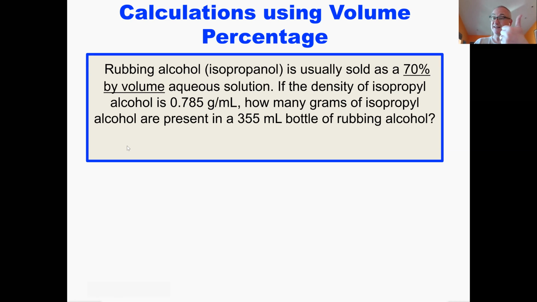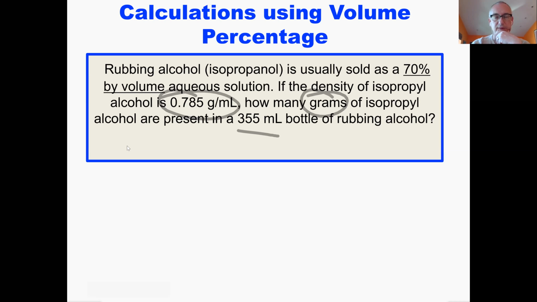So for these sorts of questions, you need to know densities. In order to figure this out, you need to know what the density is of the isopropanol, and what the density of the solution is. So the density of that particular solution is 0.785 grams per mL. So if I have a 355 mL bottle, what would be my amount of isopropanol in grams? How would you work that one out? One of the few times you will not have to convert milliliters back to liters. So how many grams is that going to be?